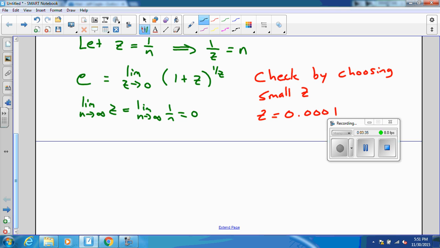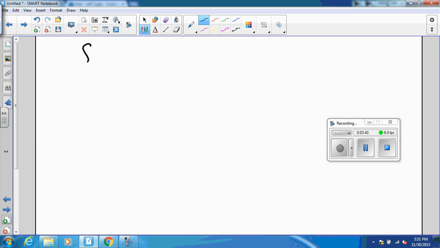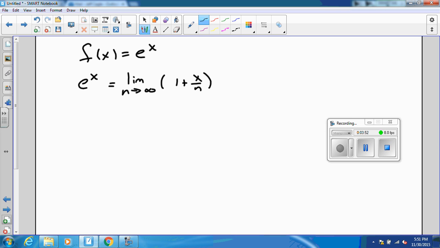Well, the reason this is going to be helpful to us is that we are going to now define a function, an exponential function, f of x equals e to the x. And we're going to do it like this. We're going to say that e to the x is the limit as n goes to infinity of (1 plus x over n) to the n power. Now you say, that doesn't look very much like an exponential. And I think you're right. It doesn't look very much like an exponential.